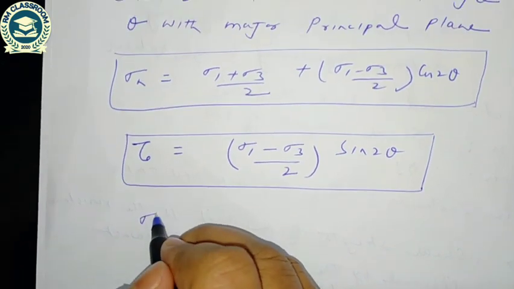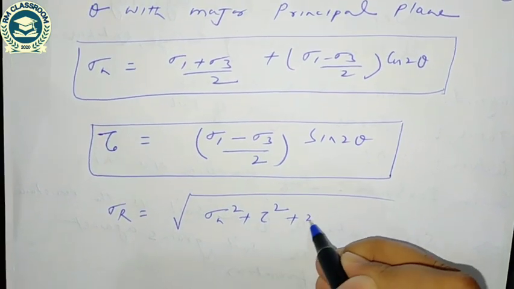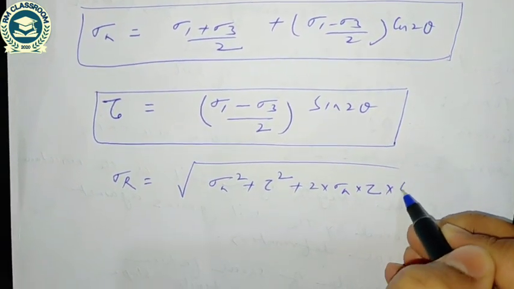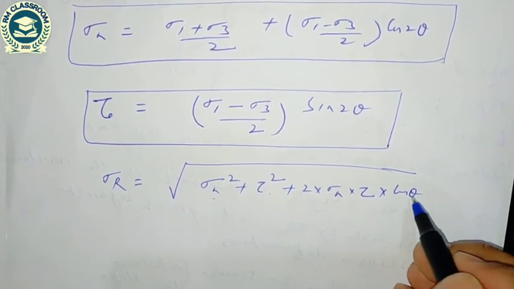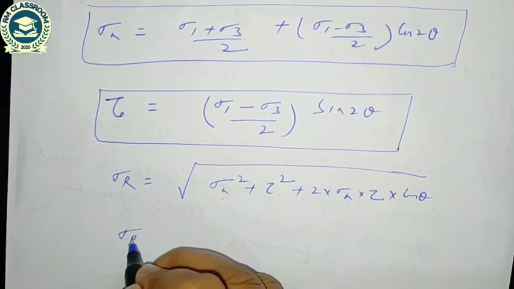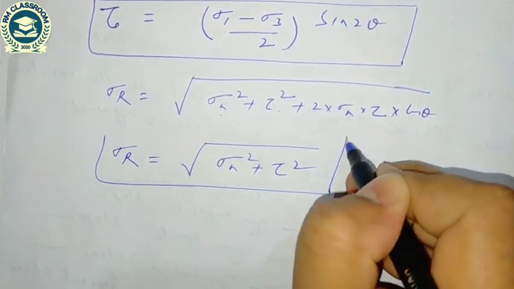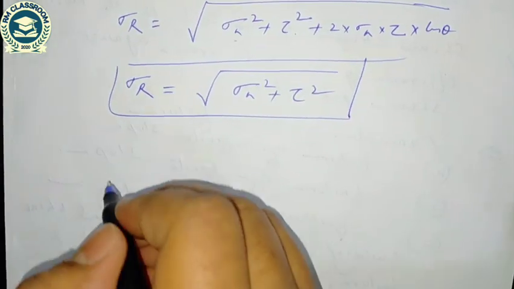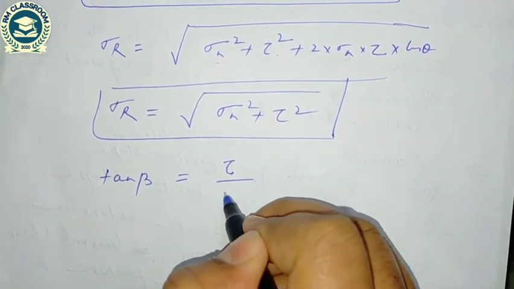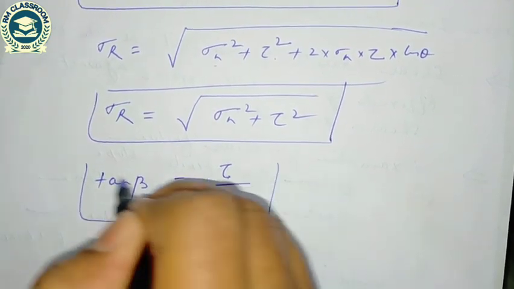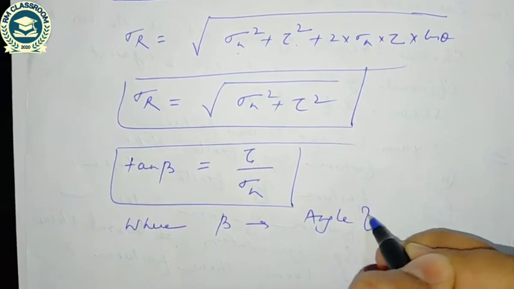We know that the resultant stress is equal to sigma n square plus tau square plus 2 into sigma n into tau into cos theta. Normal stress and shear stress are at an angle of 90 degrees, so this component vanishes. So the resultant stress will be the square root of normal stress square plus shear stress square. Similarly, the angle of obliquity can be computed: tan beta is equal to the ratio of tangential shear stress to normal stress, where beta is the angle of obliquity.